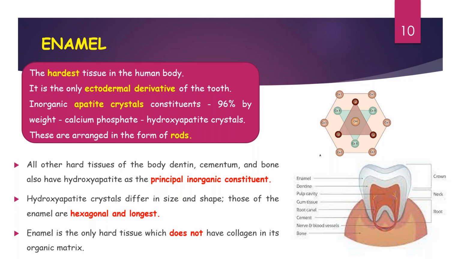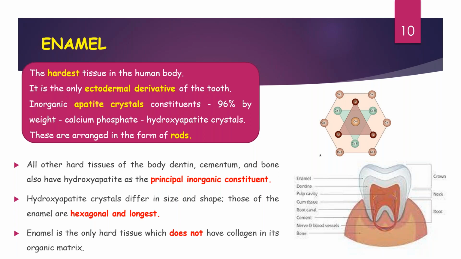In case of enamel, the inorganic component is 96% by weight in the form of calcium phosphate. These calcium phosphates are formed into hydroxyapatite crystals and they are arranged in the form of rods. All other hard tissues of the body, such as dentine, cementum, and bone, also have the hydroxyapatite crystal as the principal inorganic constituent. These hydroxyapatite crystals differ in size and shape. As in the case of enamel, it is hexagonal in shape and they are the longest. These are deposited into the enamel rods.